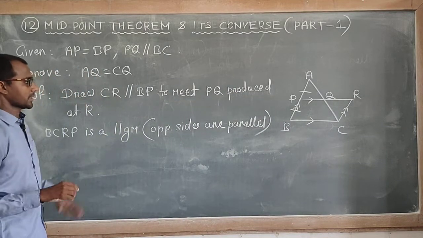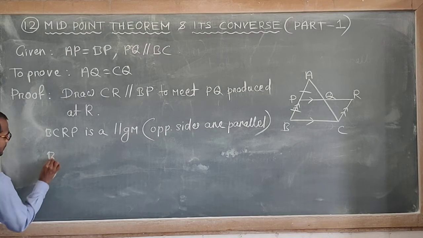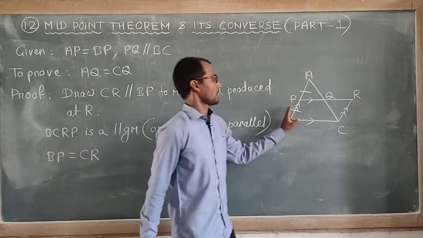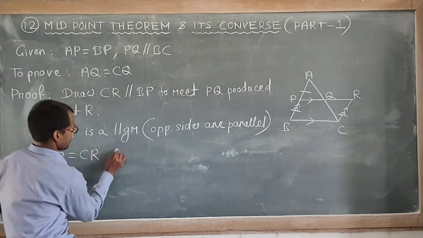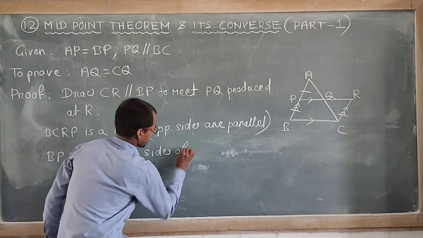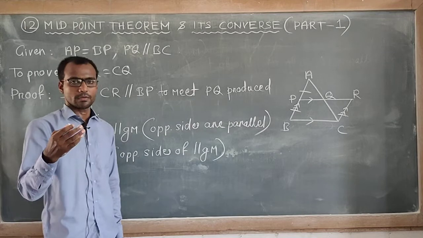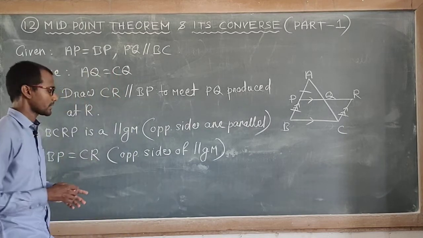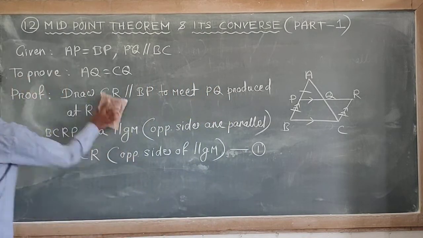Okay, so now we can say that BP is equal to CR. Why? Opposite sides of a parallelogram. So again and again we are using the concepts of rectilinear figures in this chapter. Okay, so BP equals CR, that will be equation 1.